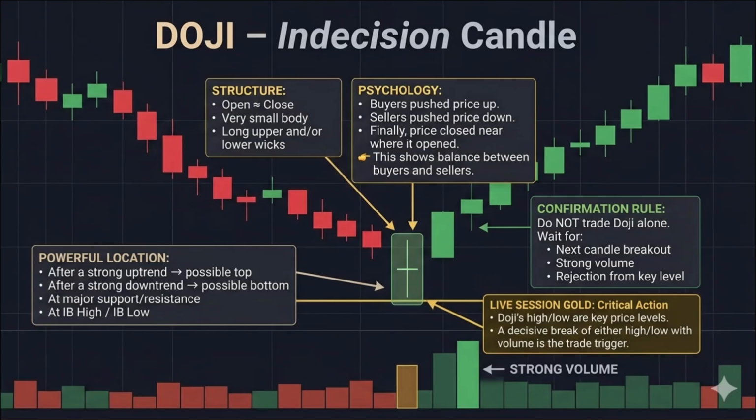Buyers pushed the price up and sellers pushed the price down. So finally what happened? The price closed near where it opened. So what does this show? This shows a balance between the buyers and sellers.